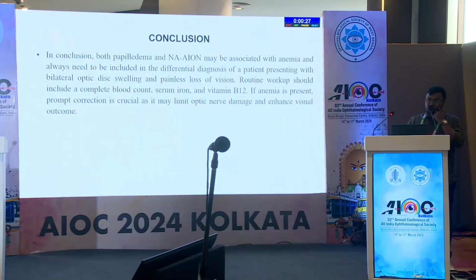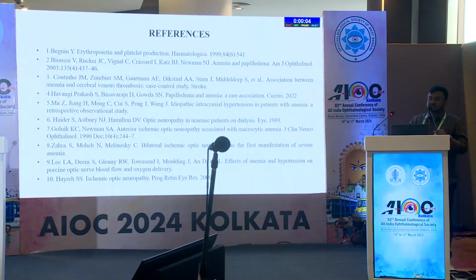In conclusion, both papilledema and NAION may be associated with anemia and always need to be included in the differential diagnosis of a patient presenting with bilateral optic disc swelling and painless loss of vision. Routine workup should include a CBC, serum iron, and vitamin B12. If anemia is present, prompt correction is crucial as it may limit optic nerve damage and enhance the visual outcome. These are my references. Thank you.